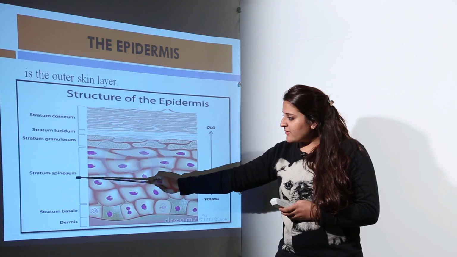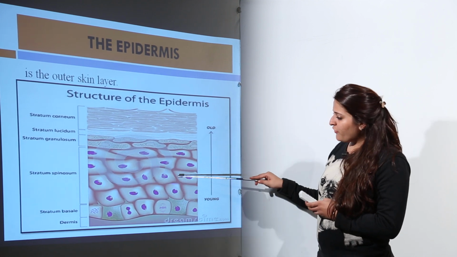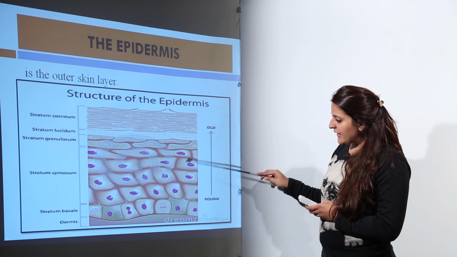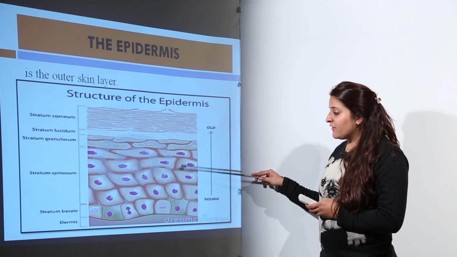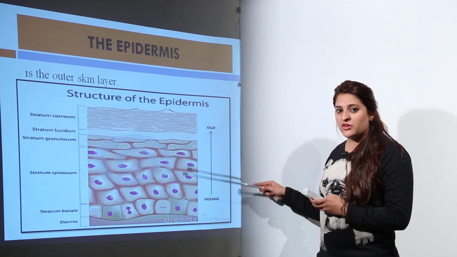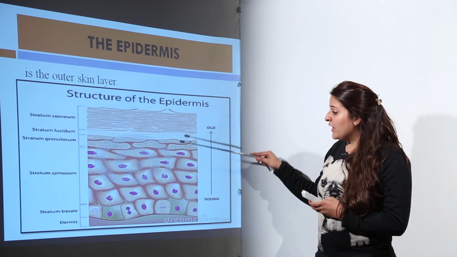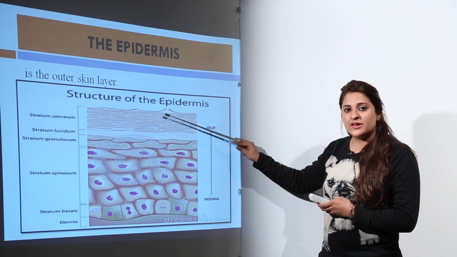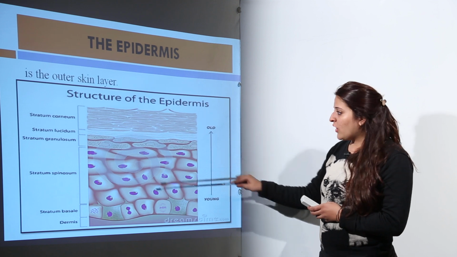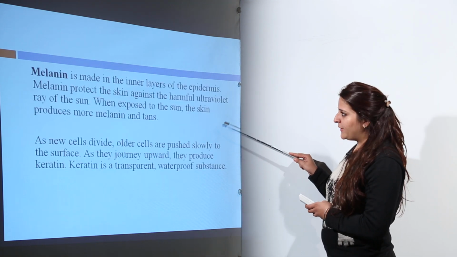The last layer, the stratum spinosum, is formed of various piled up layers of cells, and these cells divide continuously so that new cells can form and replace the dead cells of the stratum corneum. So this is all about the outer layer of the epidermis.